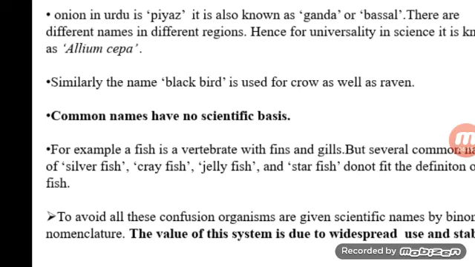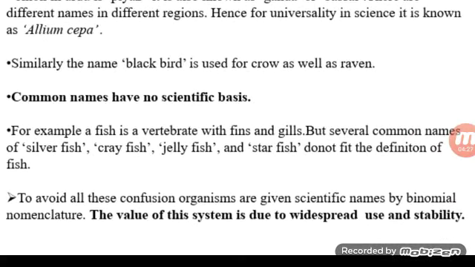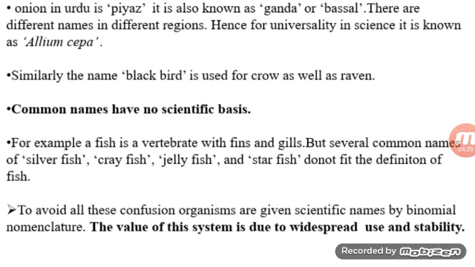So to avoid all this confusion, organisms are given scientific names by binomial nomenclature, and the value of this system is due to its widespread use and stability.